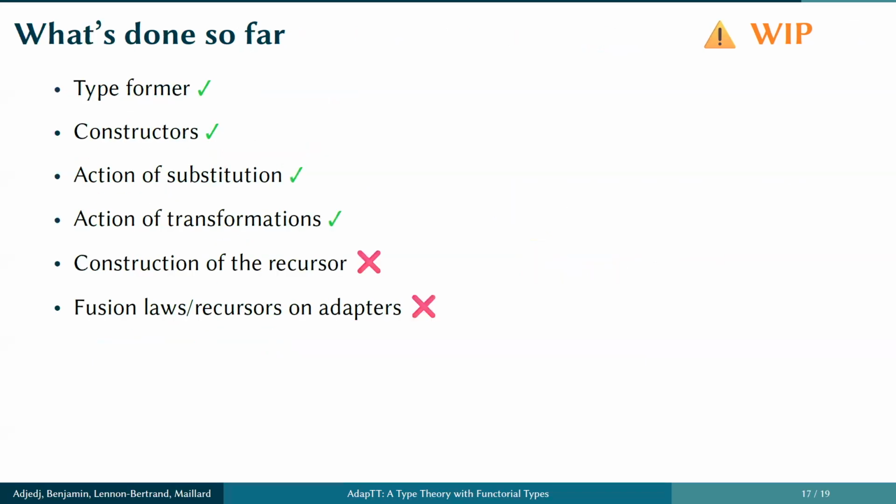What we have so far with regards to the theory of signatures is that we have typeformers and constructors for inductive types. We have proved and constructed the action of substitution and our new transformations over these inductive types, which means that we have exhibited the functorial properties of these inductive types. But we have yet to construct the algebra and the discrete algebra, so the constructors and the recursor and the iota reduction rules for the constructors. And we'd also like to look into potential interactions between subtyping and recursors, what we call fusion laws.